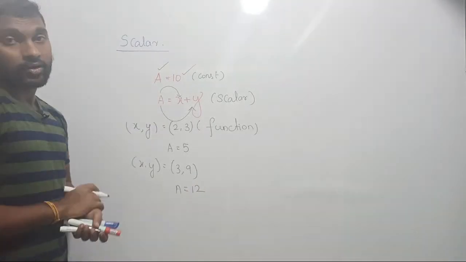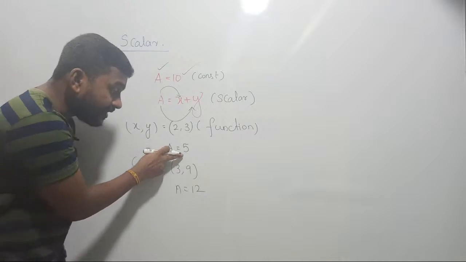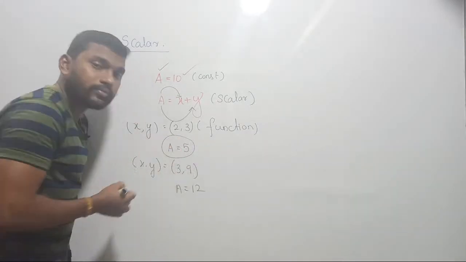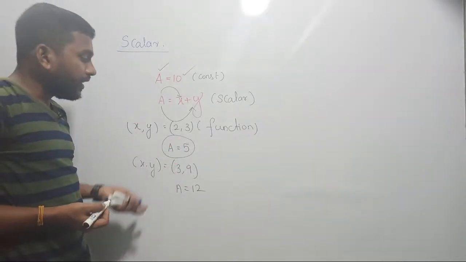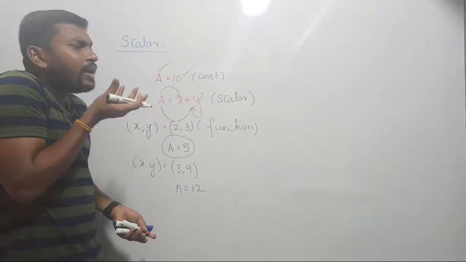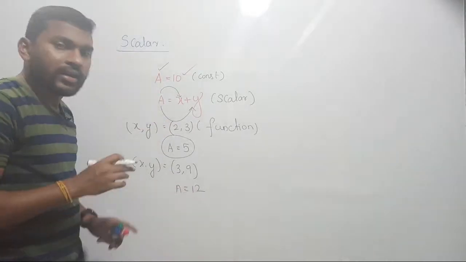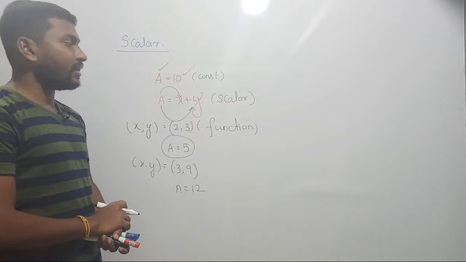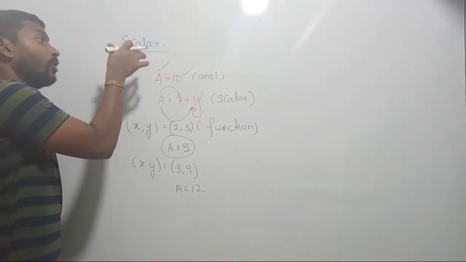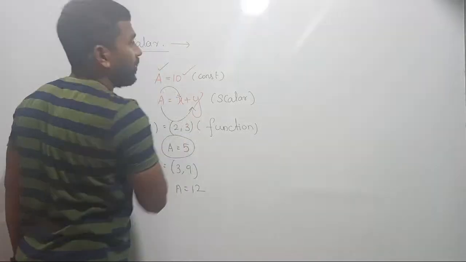So what is the conclusion here? Now please tell me, is it scalar or vector? It is scalar. It does not have any direction. It just has a term called 5, and a term called 12. So what is the conclusion? Scalar. Now rewrite the definition of scalar.